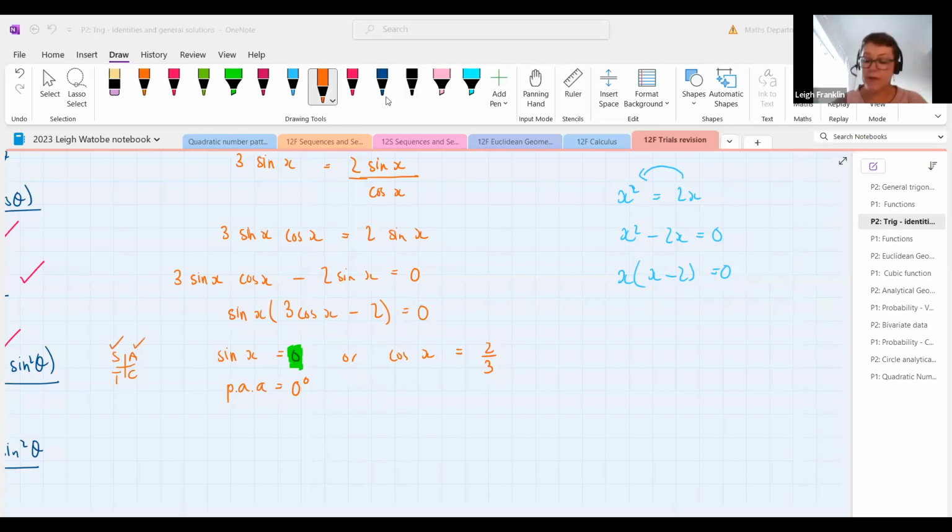Okay, so Johnny, on the calculator, you've got to go, because you want to calculate an angle. So you're going to go shift sin, and then you're going to put in the 0. Okay, and then it's going to give you 0 degrees.